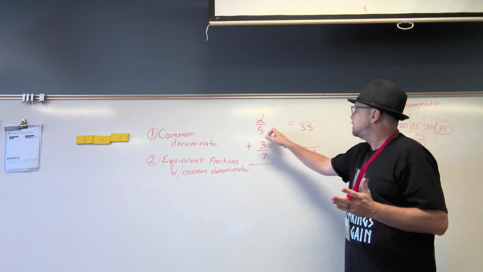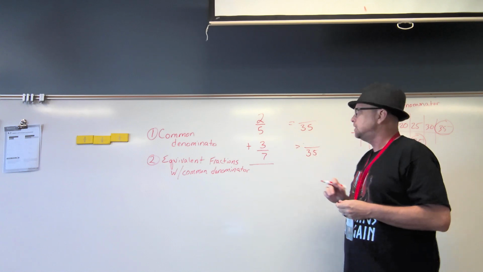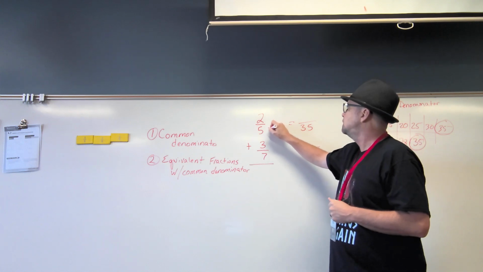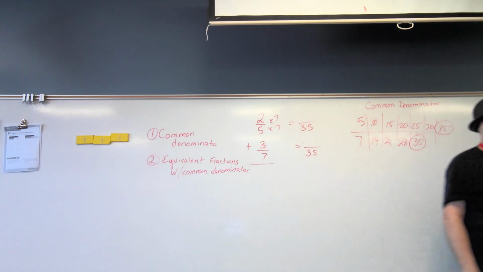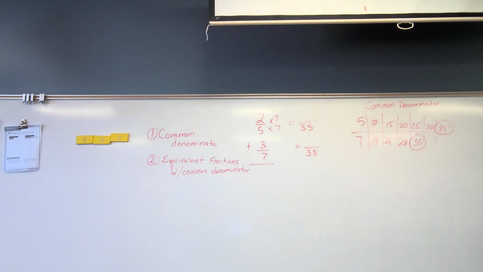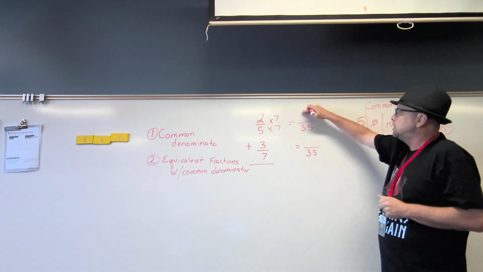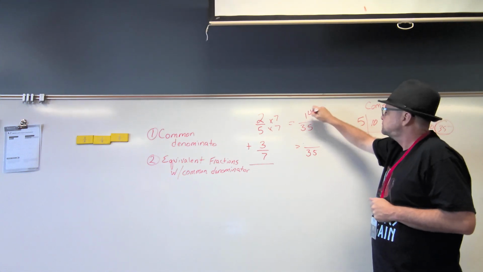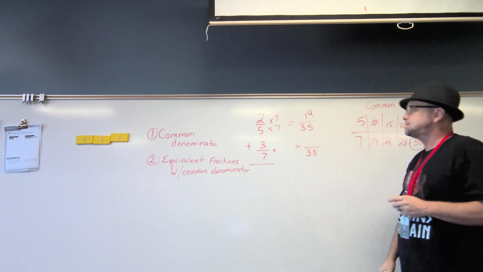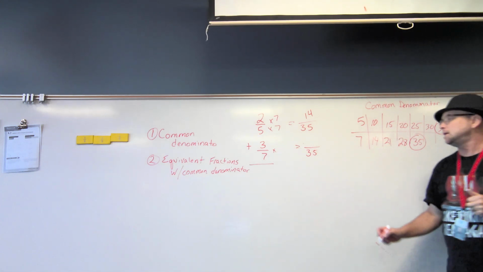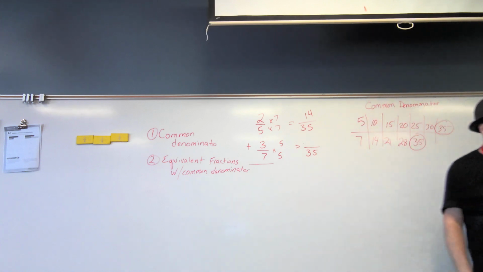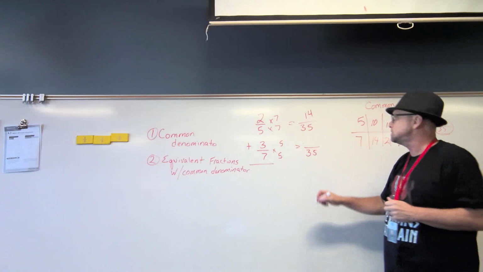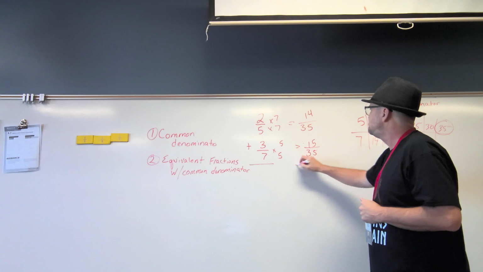So then I got to ask, what did I multiply by 5 to get 35? Anyone? 7. If I multiply the denominator by 7, I must also multiply the numerator by 7. And so my new numerator is? 14. What did I multiply by 7 to get 35? 5. If I multiply my denominator by 5, I must also multiply my numerator by 5. My new numerator is? 15.